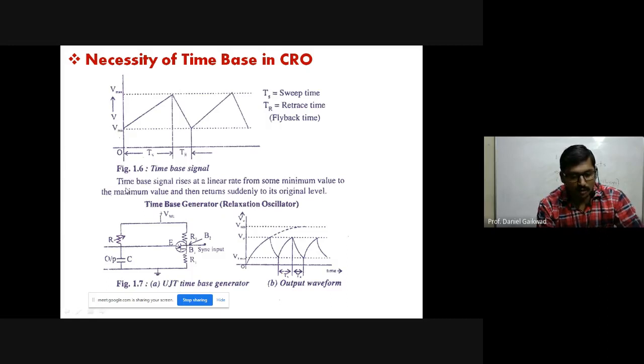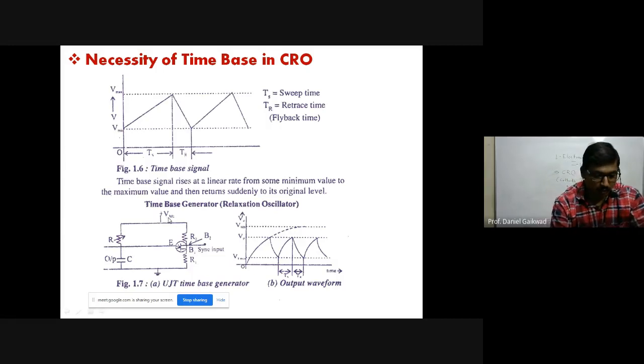So check carefully what we have given. The time-base signal rises at a linear rate from some minimum value to a maximum value, and then returns suddenly to its original level. So there is a time required to go from minimum to maximum, and again from maximum to minimum. This can be obtained with the help of a UJT as a time-base generator.